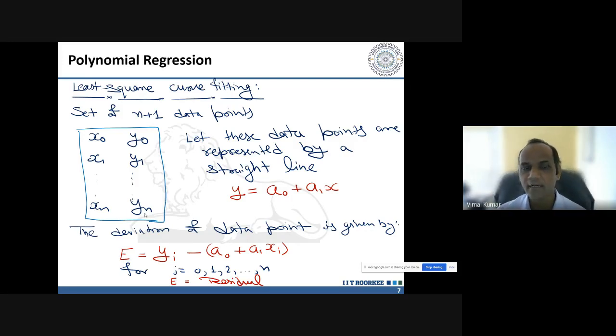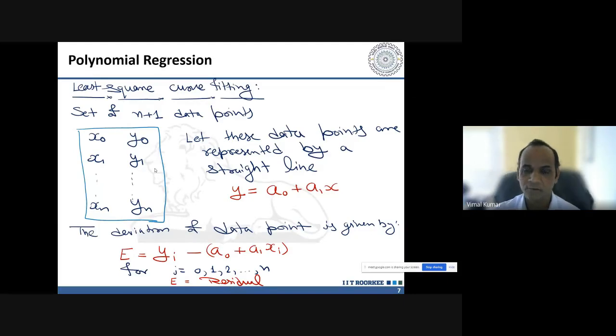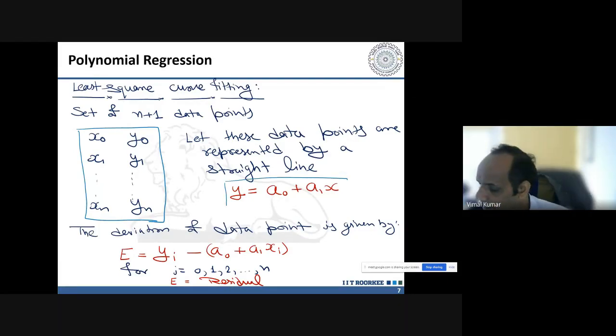Okay, and so that means I have 1 to n, that is n number of data points, and x0 is also there. So n plus 1 data points actually I am having. Now let's say these data points I wanted to fit with a linear regression, or with a straight line. I want to do fitting of this data with a straight line. For a straight line, the equation is y is equal to a0 plus a1x.